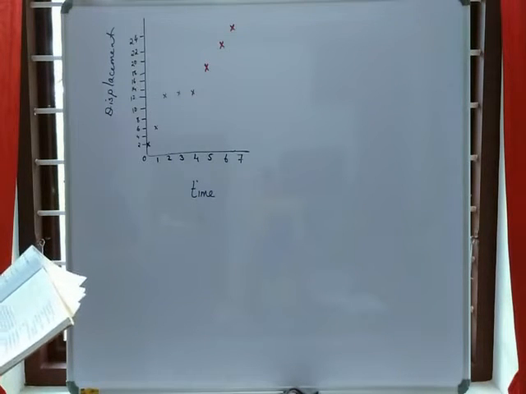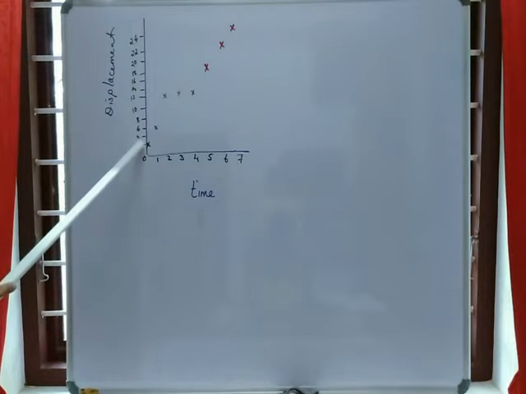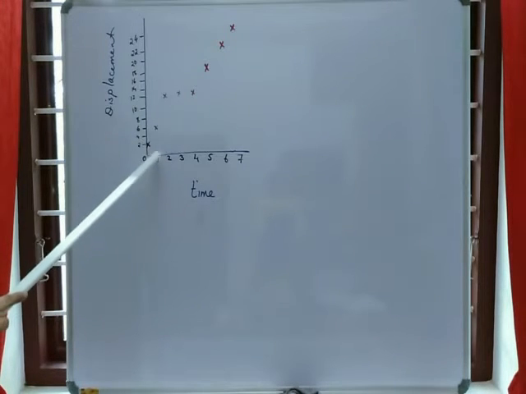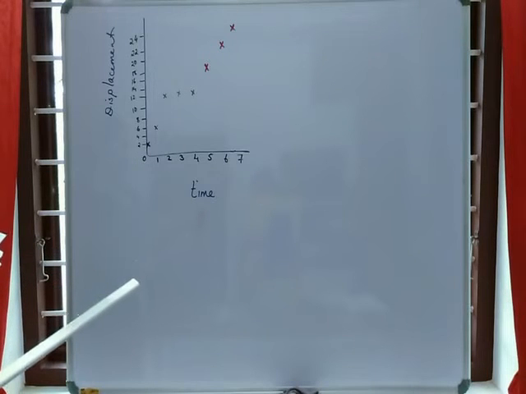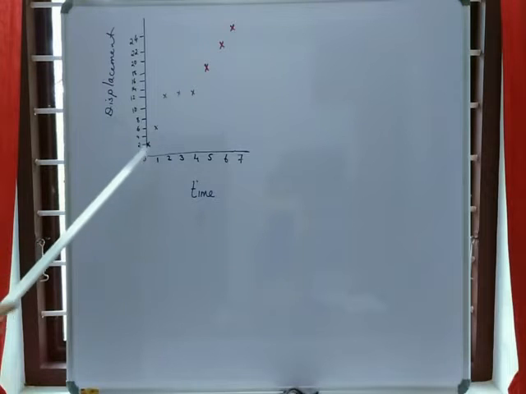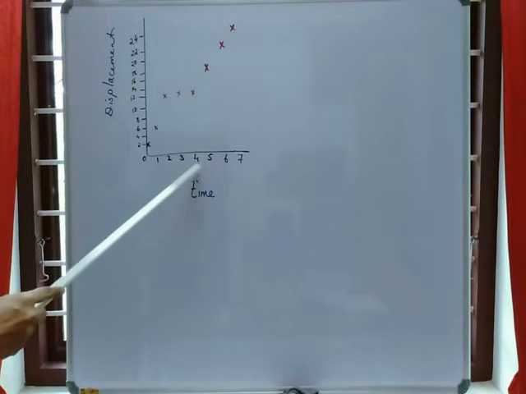At time 0 second, displacement is 2. So I just put a cross over here. And at first second, displacement is 6. So here also I prefer you to use a small piece of graph paper. At 1 second, displacement is 6. At second, displacement is 12. Third second also 12. Fourth second also 12.